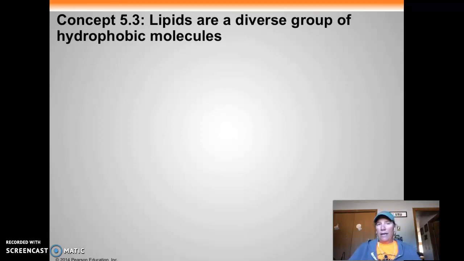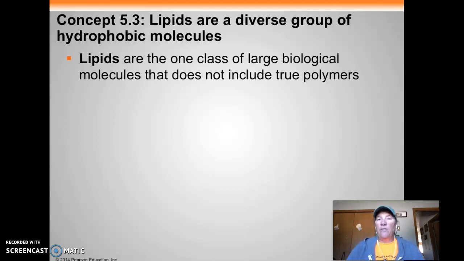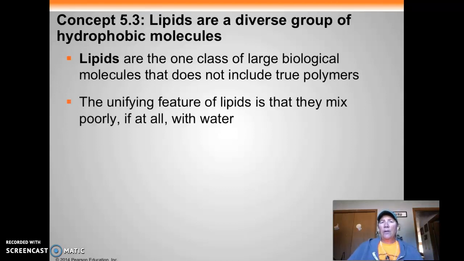Lipids. Lipids are another name for fats. And they're one class of very large biological molecules that don't have true polymers. What they are is they're like chains that are kind of linked together, but they're a little bit different than the other three. Their unifying feature is they don't mix with water. So we talked about the other ones, they go through hydrolysis or dehydration. Well, fats really can't do that because they really don't mix with water. So they're different in that sense.